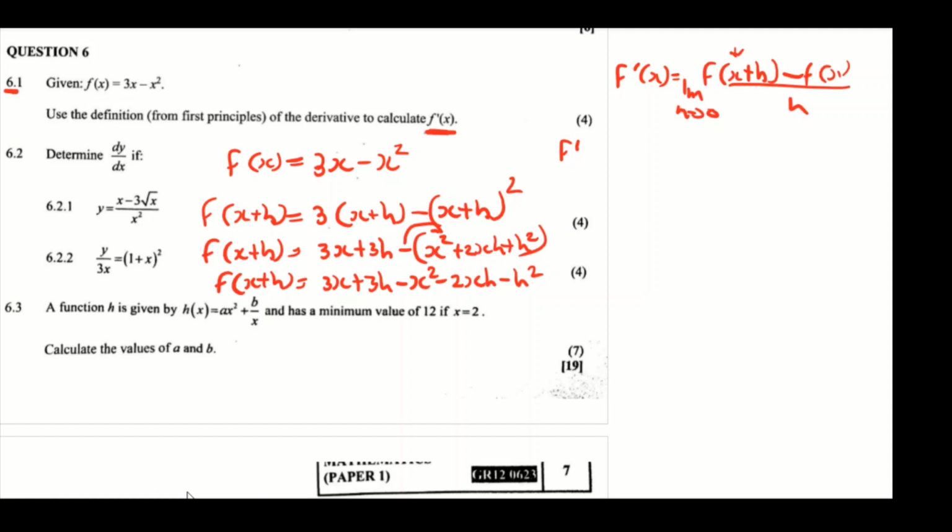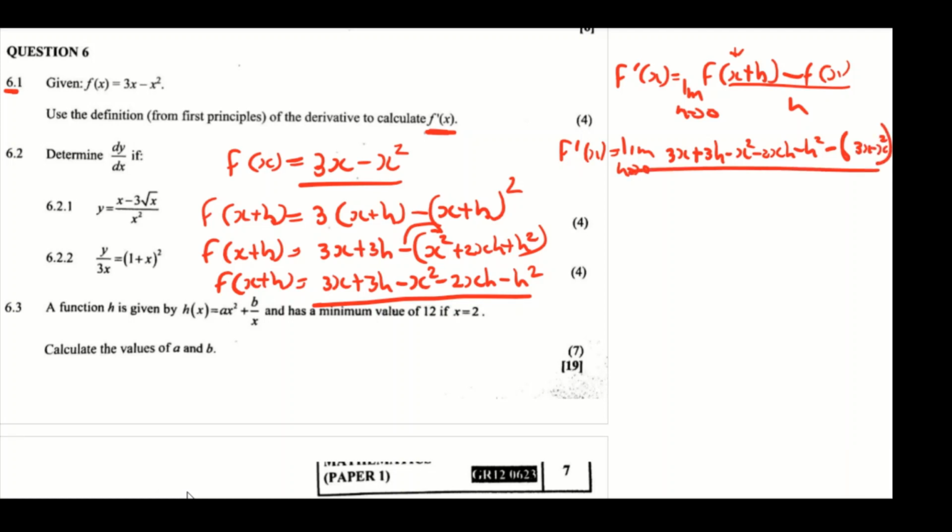So f prime of x is equal to the limit as h approaches 0 of this, and I'm just going to write it down as is. It's 3x plus 3h minus x squared minus 2xh minus h squared, minus my f of x. See, I'm putting the bracket. So it's this here, which is 3x minus x squared. I'm sorry for writing it small. And then over h.